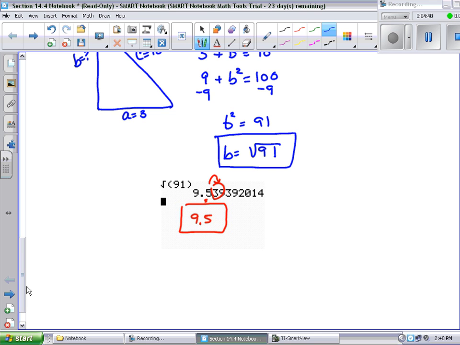This is section 14.4. You'll need to do the homework on section 14.4 and the quiz on section 14.4.